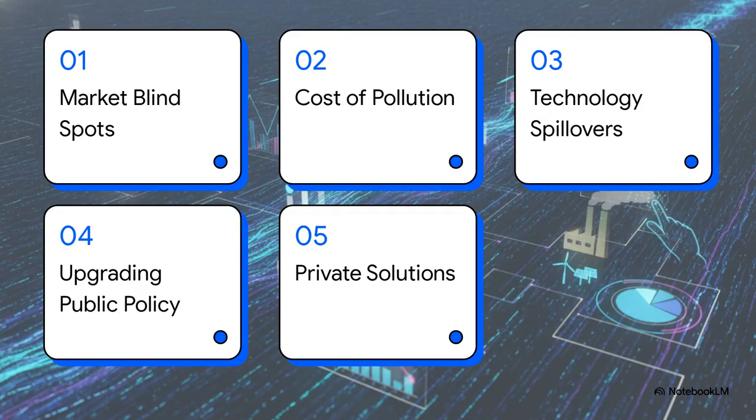So here's our system diagnostic for today. We'll hit 5 key areas. First, market blind spots. Second, the true cost of pollution. Third, technology spillovers. Fourth, upgrading public policy. And finally, decentralized private solutions.